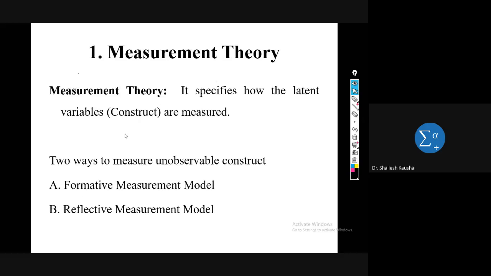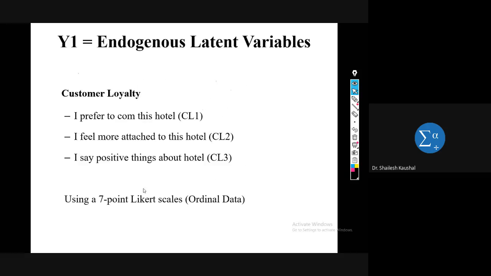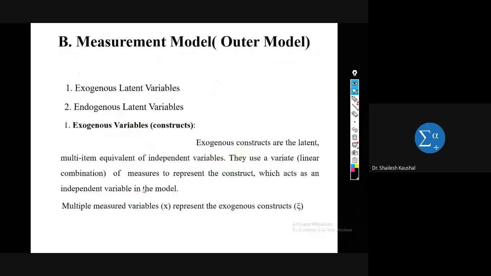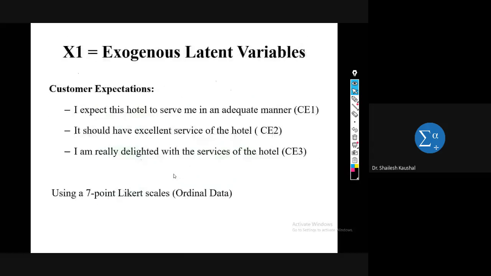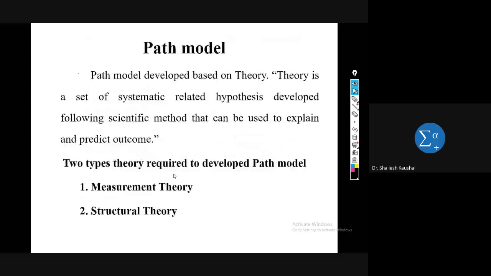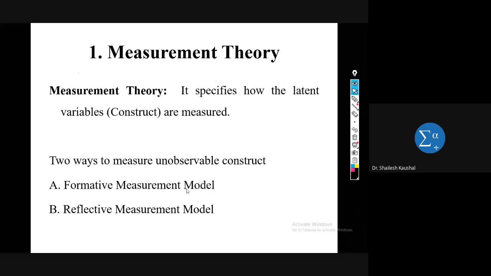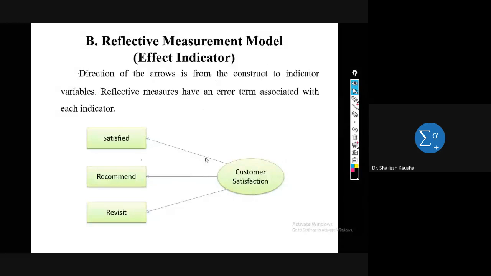So measurement theory can be of two types: formative, you can see here, this is the formative. Sorry, the formative means these questions are forming, me, arrow from the rectangle to this. This is the formative outer measurement model. It is the reflective measurement model. So here, this is the formative measurement model and the reflective measurement model.